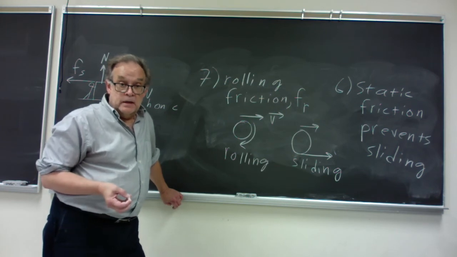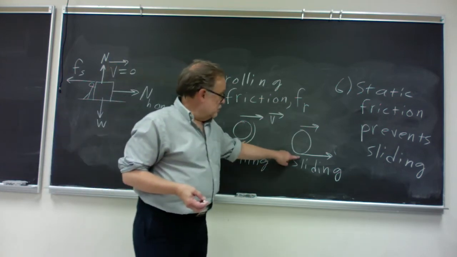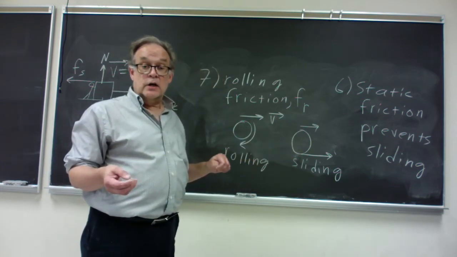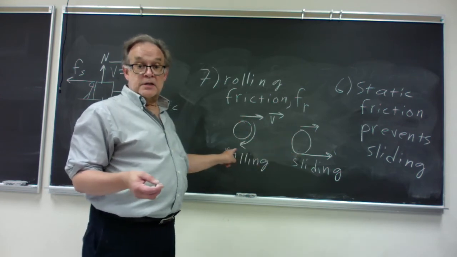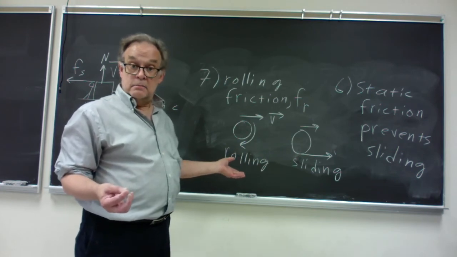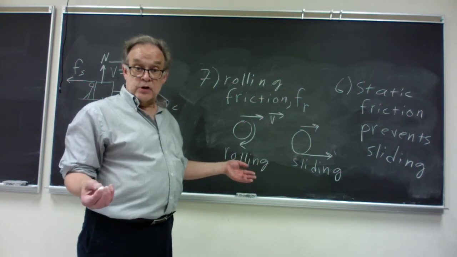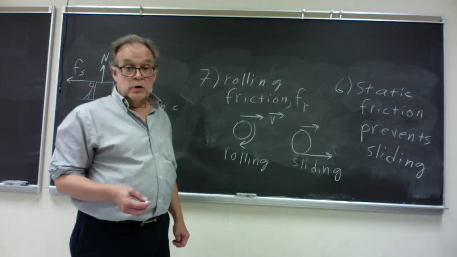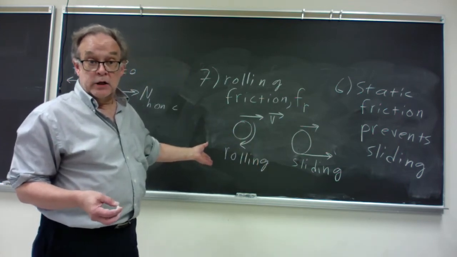Rolling friction is what you get when there's at least a little bit of stickiness, a little bit of adhesive force between the molecules in the road and the molecules in the tire. They stick long enough to keep the tire from sliding and make the tire roll instead of slide. Just like static friction, rolling friction prevents sliding. And when rolling friction prevents sliding, just like the name says, you get rolling instead.